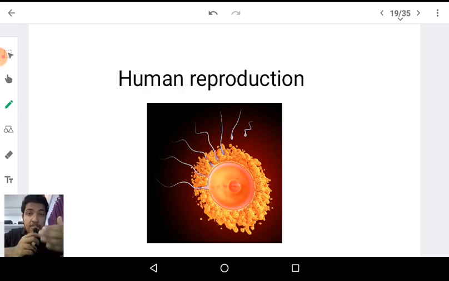Next is the process of transfer of the male gametes into the female reproductive tract. The process is known as insemination. Next event is the fertilization, and then comes the post-fertilization events, which includes the formation of embryo, the process of implantation, the process of pregnancy, gestation, and parturition, which is the delivery of the baby. So we are going to study the process of human reproduction in detail.